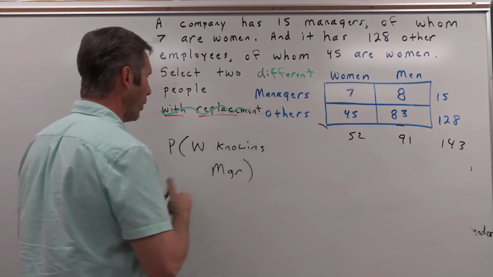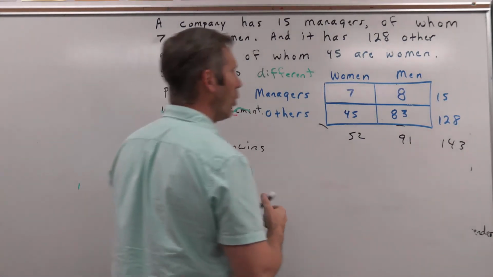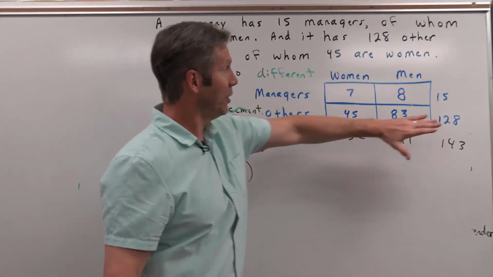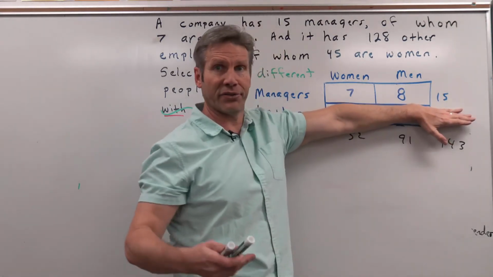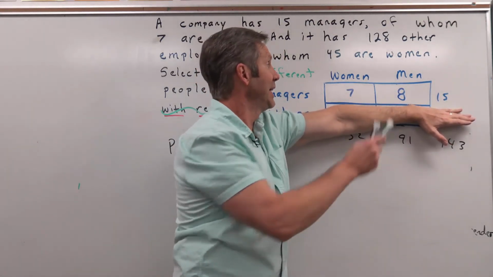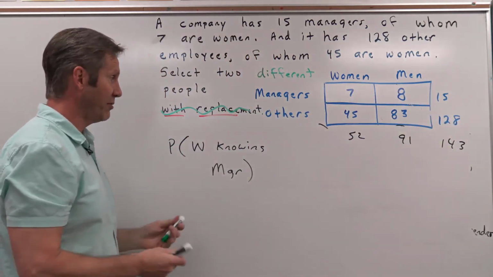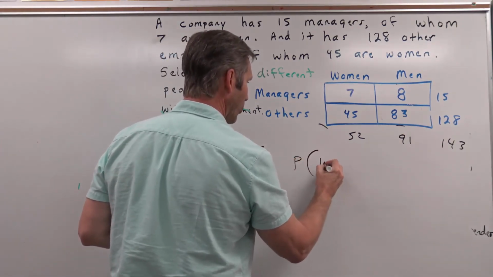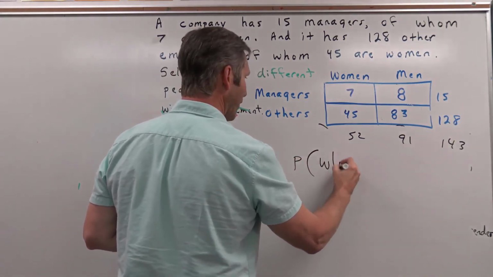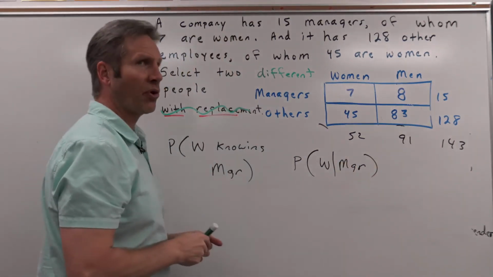So now what's the probability we get a woman knowing that a manager was selected? Well, we shrink the sample space down. We no longer have these as our possibilities. We only have 15 managers that could possibly be selected, and out of that, 7 of them are women. So the probability would be 7 out of 15. We can also write this then as the probability we get a woman, knowing that a manager was selected, so knowing that the person was a manager.